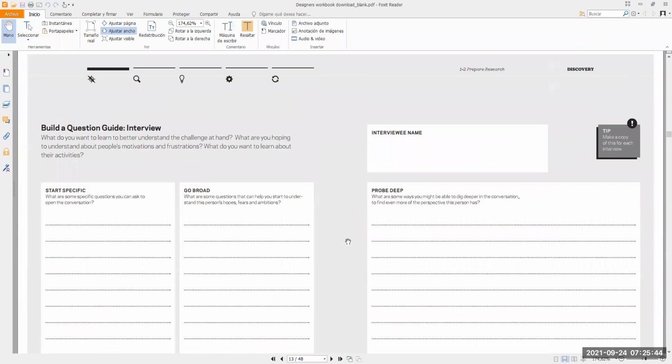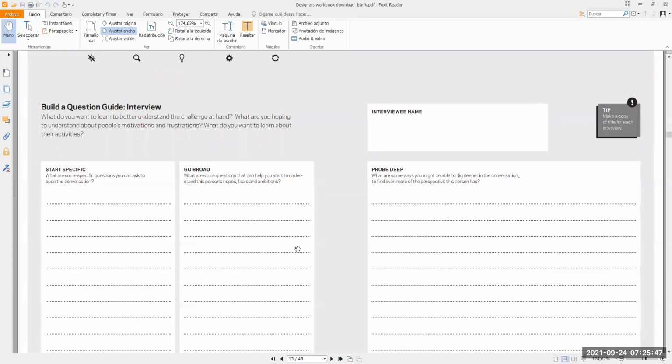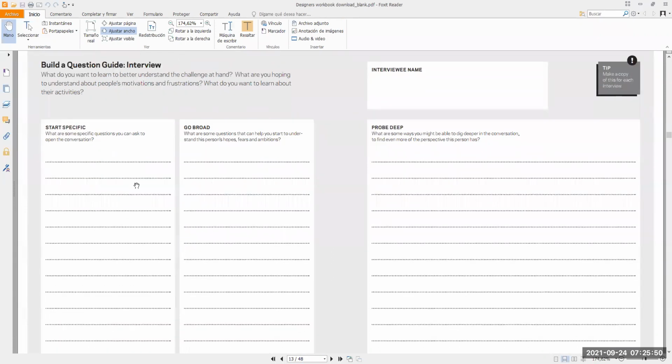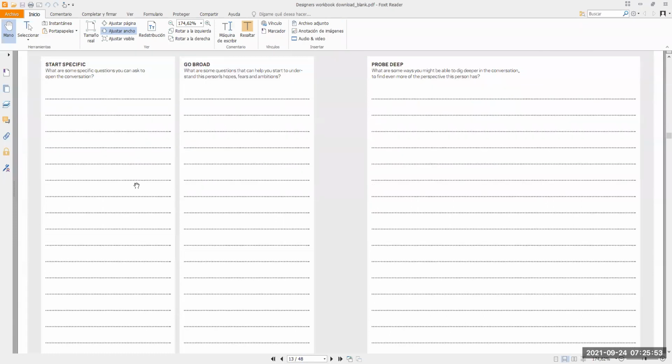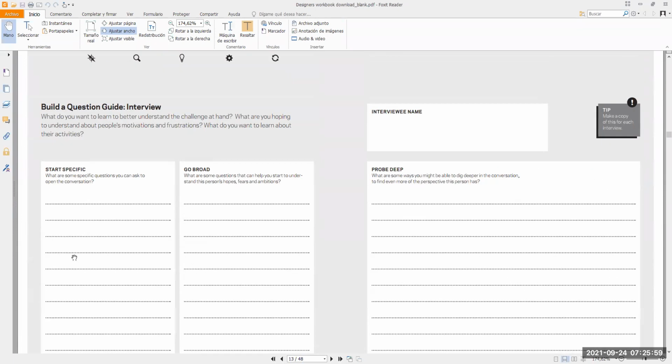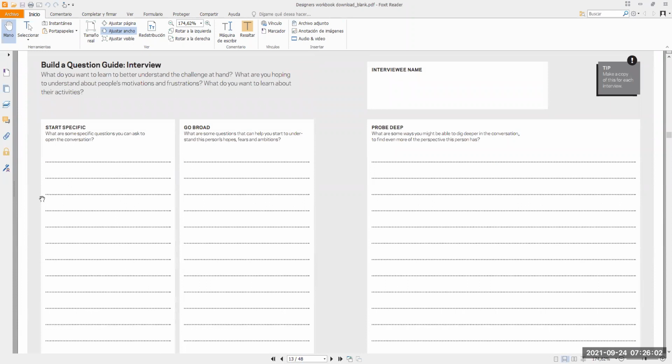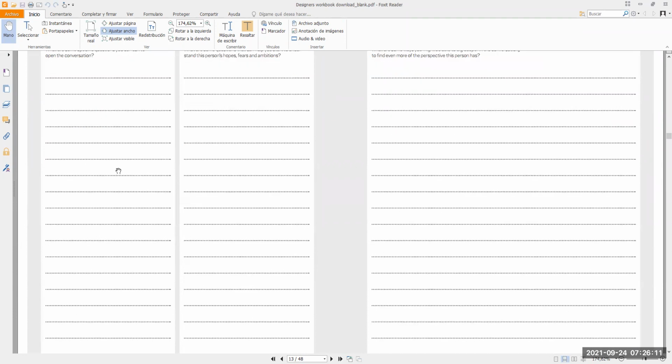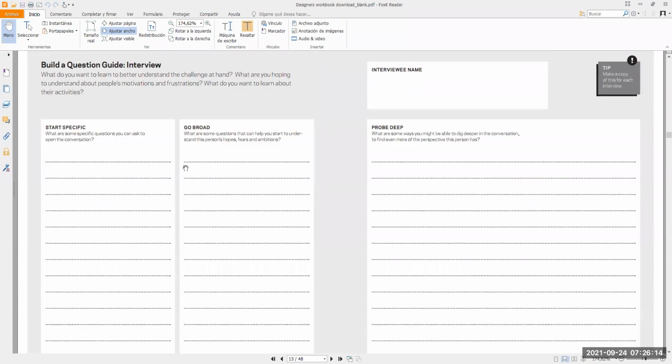Then they say build a question guide or interview. So as you are going to talk to these people, you are going to think about the questions that you want to ask those people. You see, you can use the same interview with all those people, for example. It depends on what you actually want to do. Here it says, what are some specific questions you can ask to open the conversation? So you can put some open questions here and then go broad. What are some questions that can help you start to understand this person's hopes, fears, and ambitions? So this is like an extension of the questions that you make here, but you want to go deep.